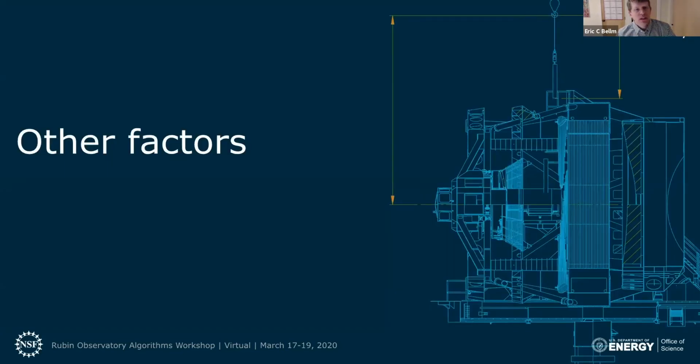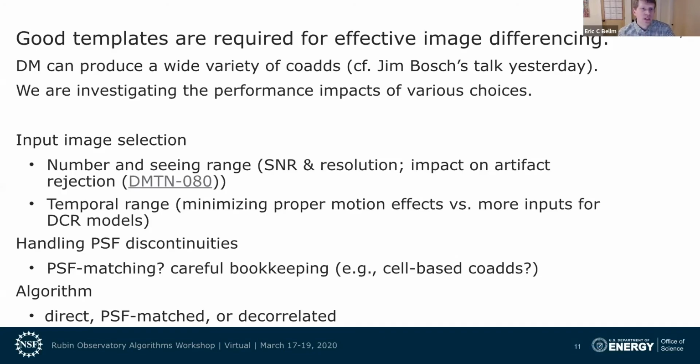Again, Jean described a lot of the other issues that we have to pay attention to in order to get good difference images. Having the right algorithm is obviously important, but it's not the whole story. We need good templates. Jim described yesterday the wide variety of coadd flavors that the DM stack can produce. And so I think the message here is that we're in the process of investigating the performance impacts of various choices.